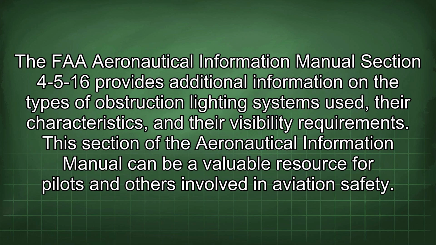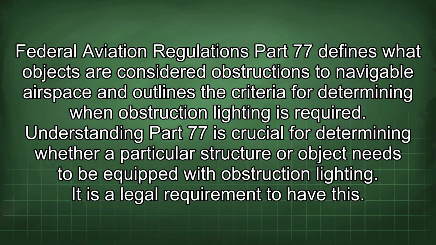Federal Aviation Regulations Part 77 defines what objects are considered obstructions to navigable airspace and outlines the criteria for determining when obstruction lighting is required. Understanding Part 77 is crucial for determining whether a particular structure or object needs to be equipped with obstruction lighting. It is a legal requirement to have this.